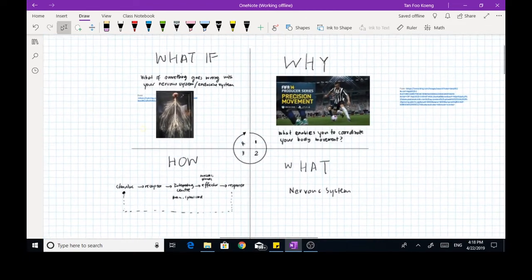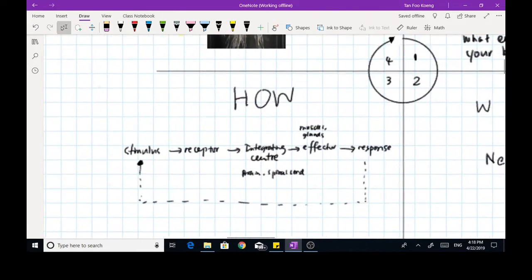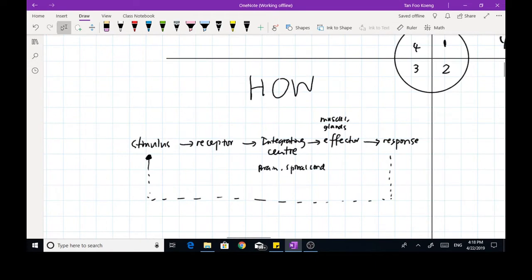Now to our chart here. Now the next phase is how. So in this phase, we are going to look at how the nervous system works. First of all, we must have the stimulus, and the stimulus has to be detected by the specific receptors. If you don't have those specific receptors, most likely you won't be able to detect that stimulus. And then the receptors will trigger impulses. Impulses are then transmitted to the integrating center.